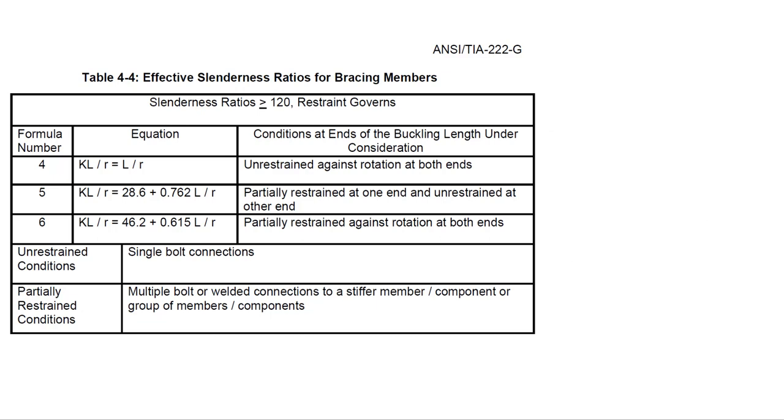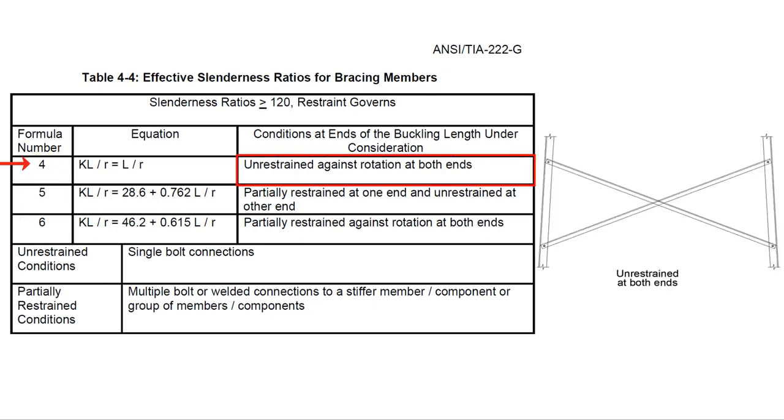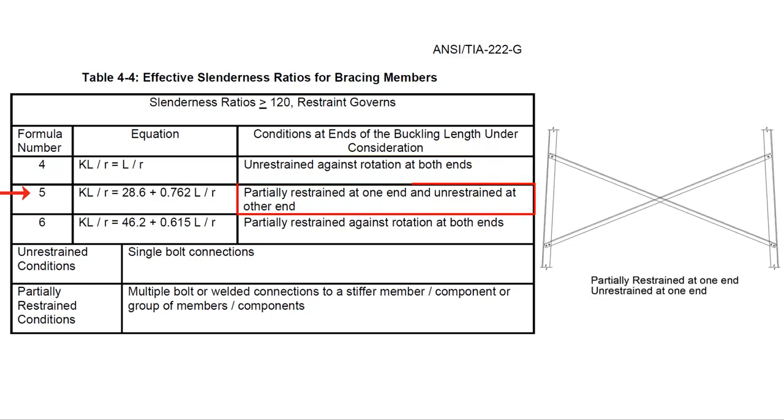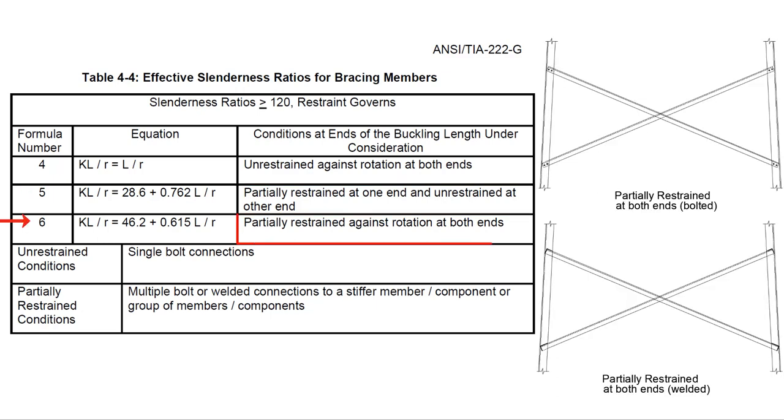In TIA222G, 3 formulas are available for a bracing that has L/R greater than 120. Formulas 4, 5 and 6. Formula 4 is used when the bracing is unrestrained at both ends. Formula 5 is used when the bracing is partially restrained at one end and unrestrained at the other end. Formula 6 is used when the bracing is partially restrained at both ends.